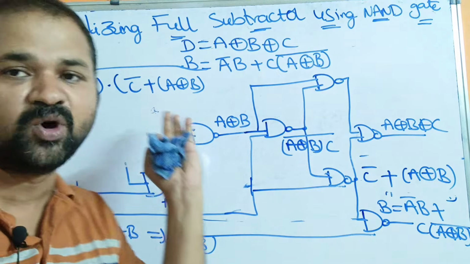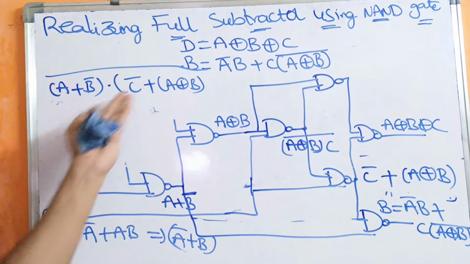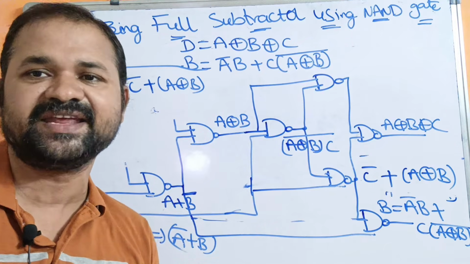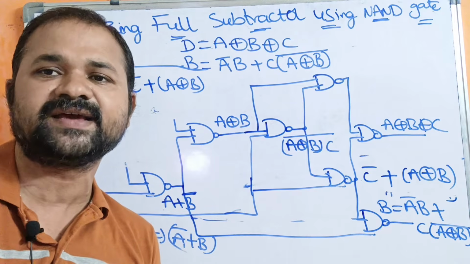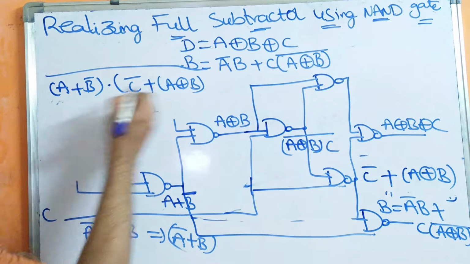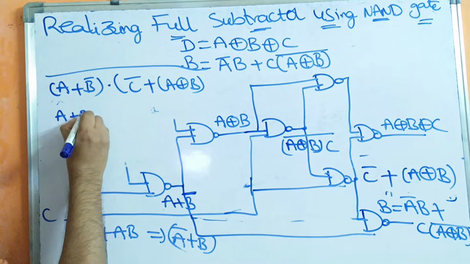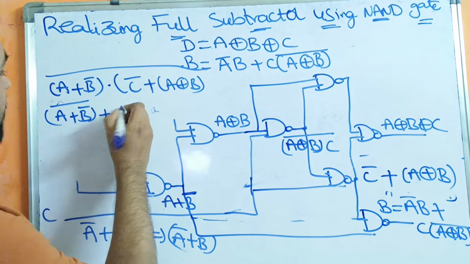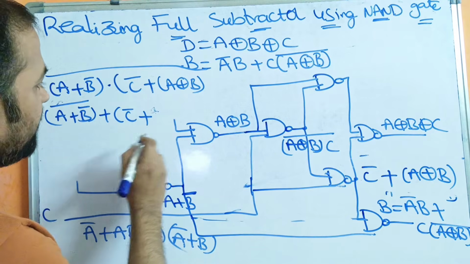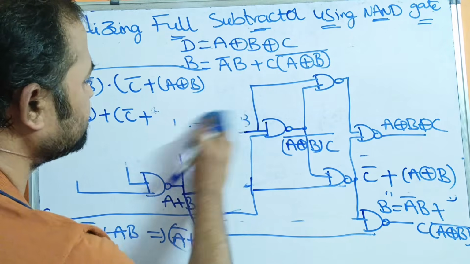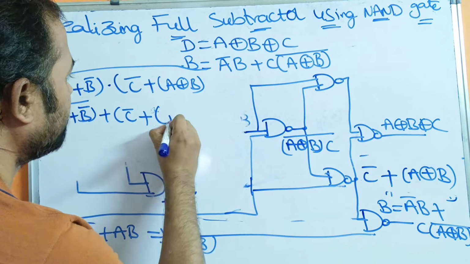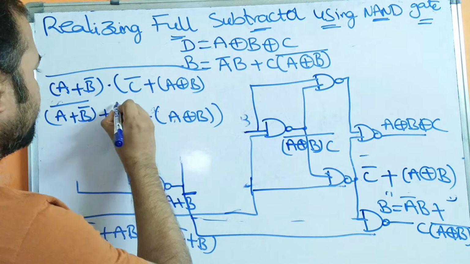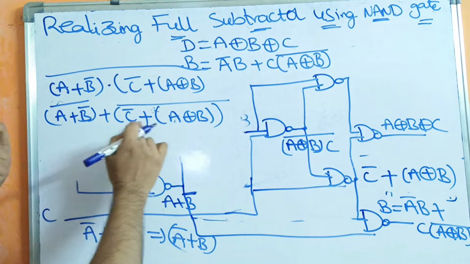So this is nothing but De Morgan law. We know about De Morgan law: AB bar is nothing but A bar plus B bar. And if we have an equation like A plus B whole bar, then we can write it as A bar into B bar. So this is A, this is B. A bar means A plus B bar whole bar. So this is one expression, A bar plus B bar. Here what is B? C bar plus A exclusive or B whole bar. AB whole bar means A bar plus B bar.